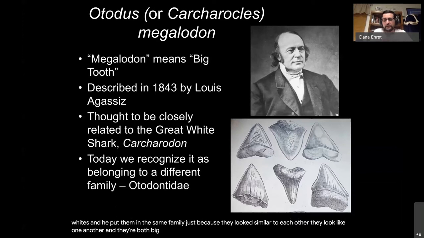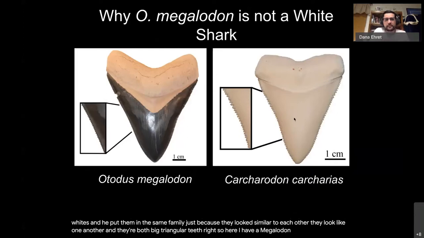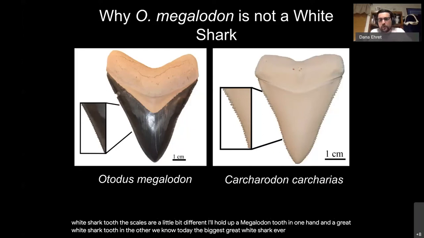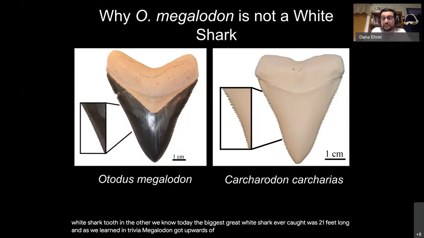So here I have a megalodon tooth next to a great white shark tooth. The scales are a little bit different. I'll hold up a megalodon tooth in one hand and a great white shark tooth in the other. We know today the biggest great white shark ever caught was 21 feet long. And as we learned in trivia, megalodon got upwards of 50 to 60 feet long. So Louis Agassiz put megalodon in the same genus as great whites because the teeth are triangular, they have serrations, and they just looked kind of similar to one another.